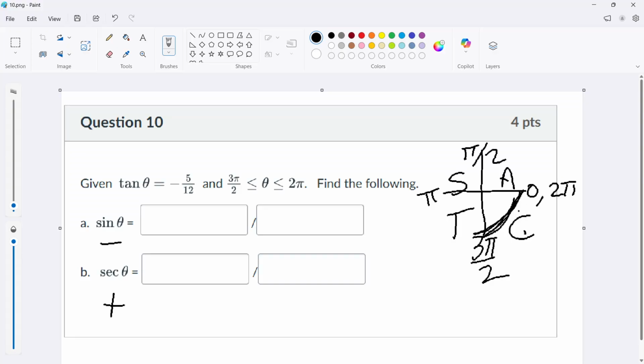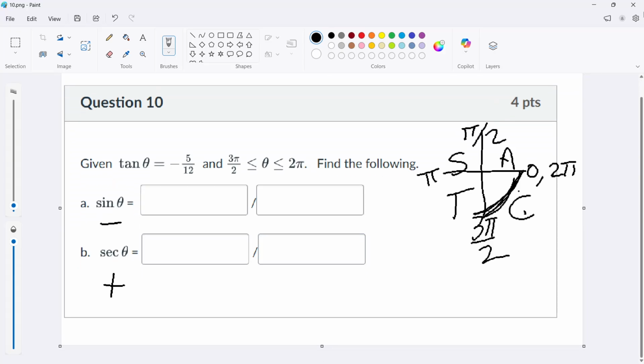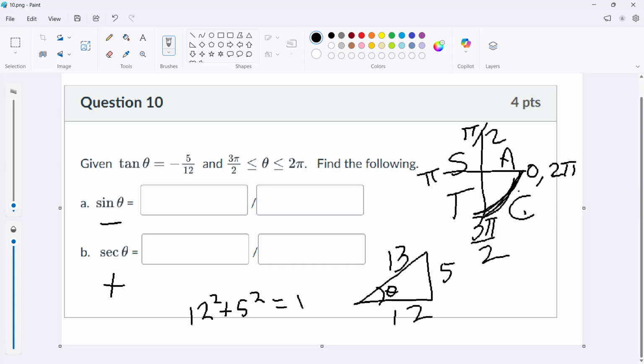Sine is going to be negative. So that's all I have to do is worrying about signs. Tangent, here's theta. I'll say this is theta. Tangent is opposite over adjacent. Now you may know your Pythagorean triples. That makes the hypotenuse 13. Or you can do 12 squared plus 5 squared equals x squared, or hypotenuse squared. This is 144 plus 25 equals 169 equals x squared. So x equals 13, square root of 169.